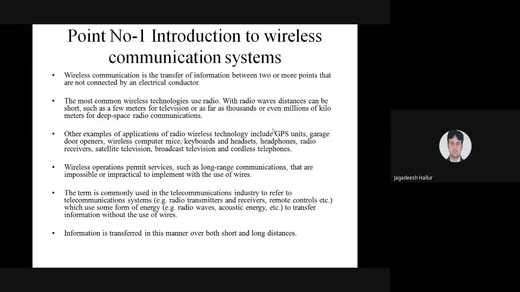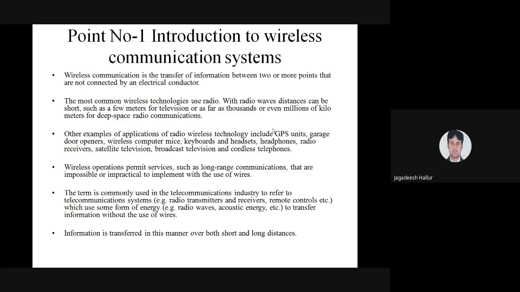With the use of some form of energy, we are using radio waves, electromagnetic waves, and one more energy, acoustic energy, to transfer information without the use of wires. In this point, what he has mentioned is that they use some energy to transfer information from one point to multiple points. Those energies are radio waves and acoustic energy for the transfer of any information without the use of wires. How we transfer the information comes in the next point.